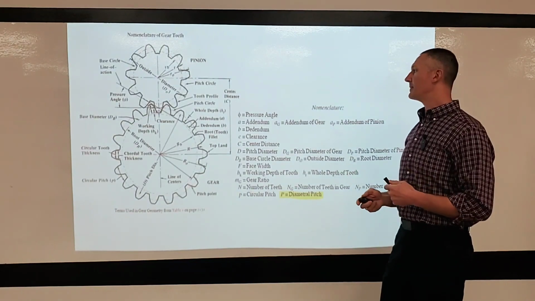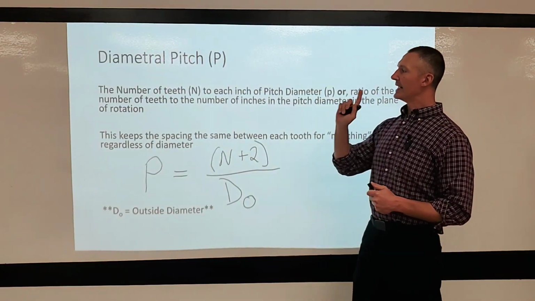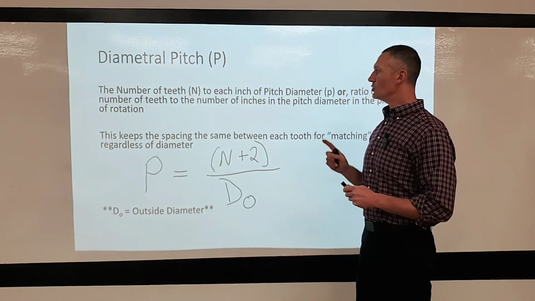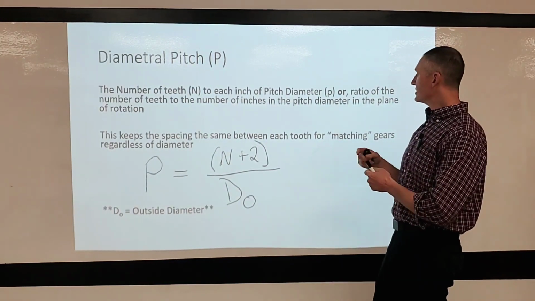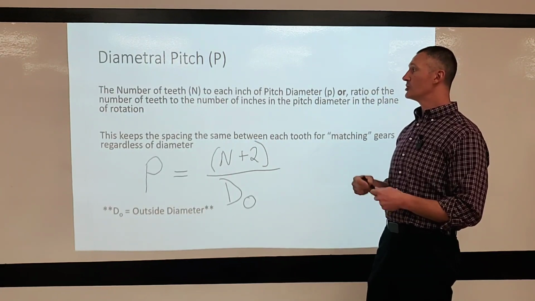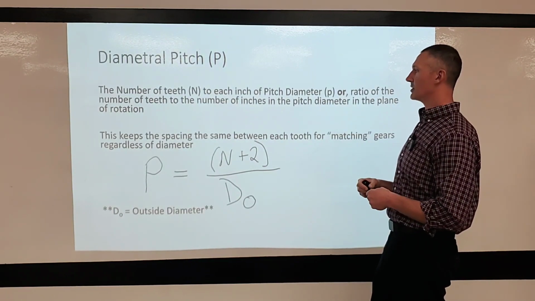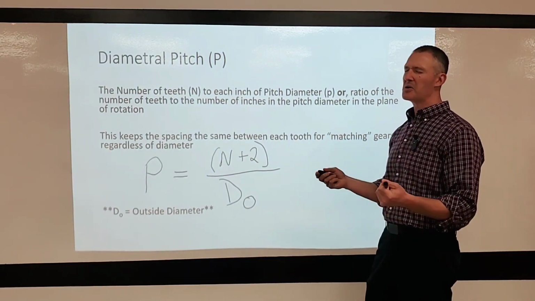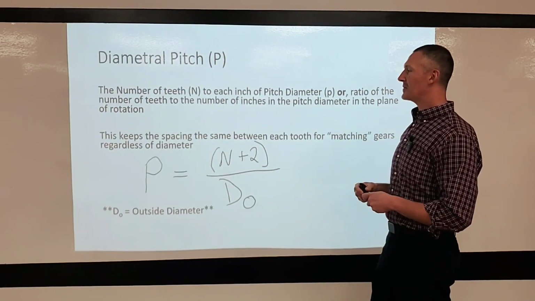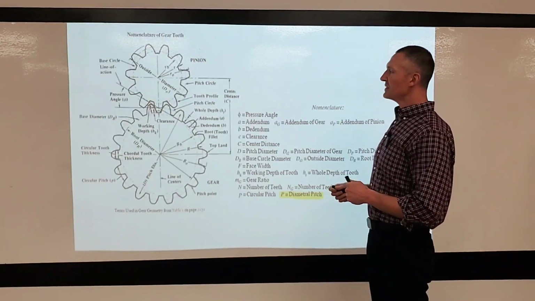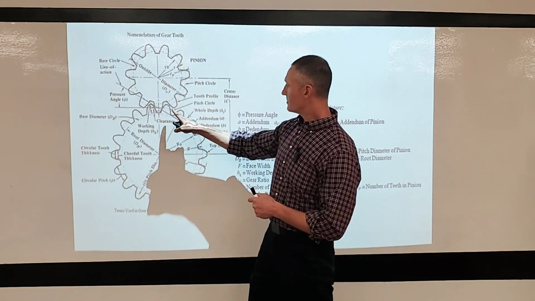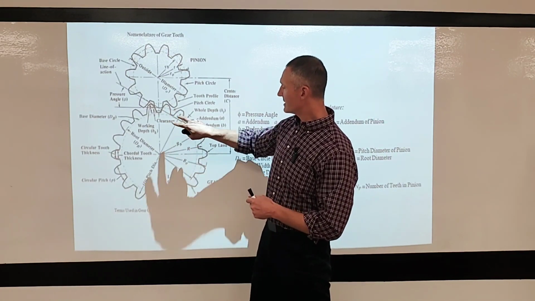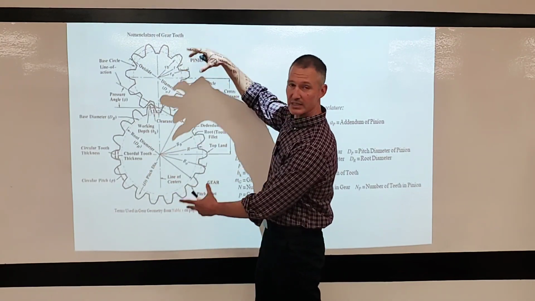Okay, what is diametral pitch and why do I need it? First of all, it's the number of teeth to each inch of pitch diameter. Okay, or it's the ratio of the number of teeth to the number of inches in the pitch diameter on the plane of rotation. Okay, what does all that mean? Well, really what it means is that, so for these two gear sets to mesh, the distance between these teeth has to be the same on this gear and this gear, regardless of what the diameter is.